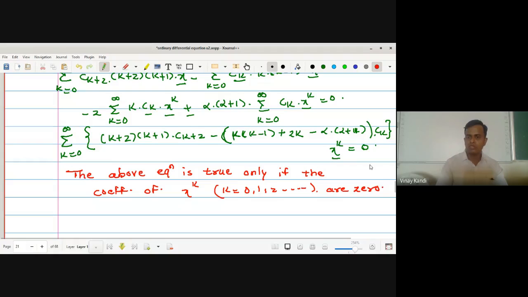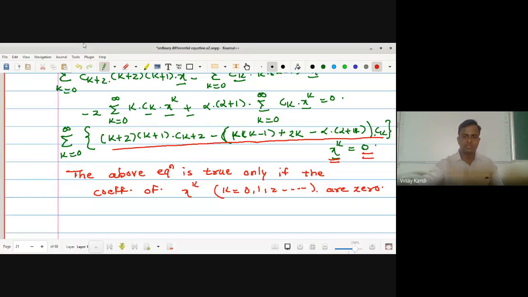Okay, why? Because here the right hand side is 0 and this is x raised to k. So this is the coefficient of x raised to k, for k running from 0 to infinity. If this term is 0, then this equation holds. That's why we say the above equation is true only if the coefficient of x raised to k, for k running from 0 to infinity, is 0.